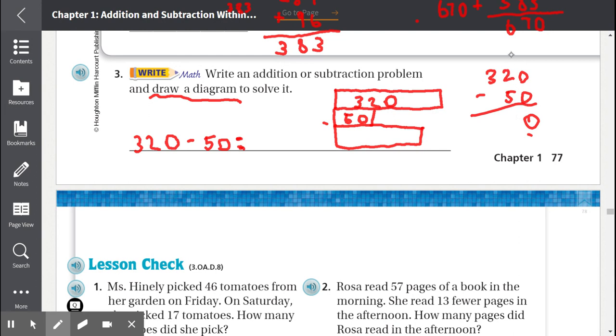2 minus 5, we can't do that. So we have to borrow from the hundreds place. We borrow 1 and we put it in front of the 2. Now the 2 becomes a 12. 12 minus 5 is 7. And 2 minus 0 is 2. So the difference is 270. So that is our answer.